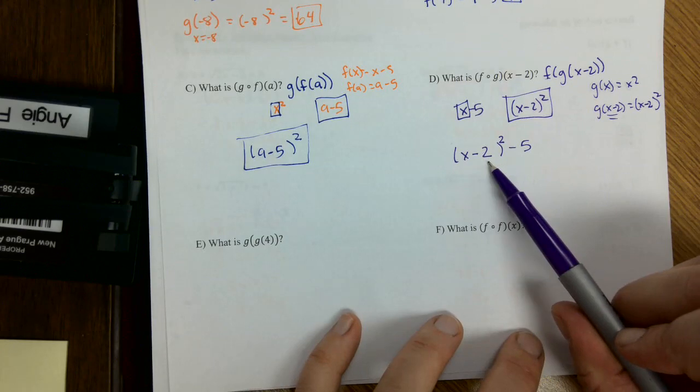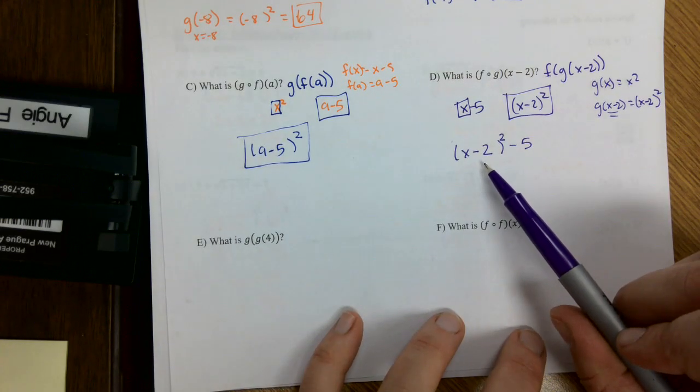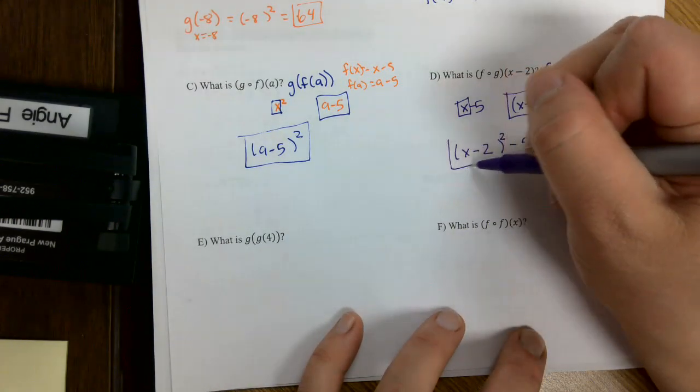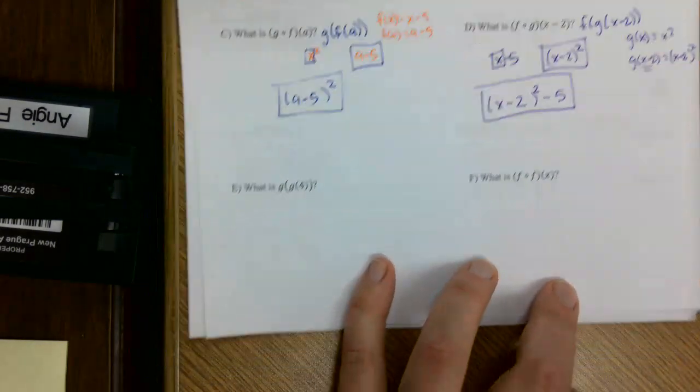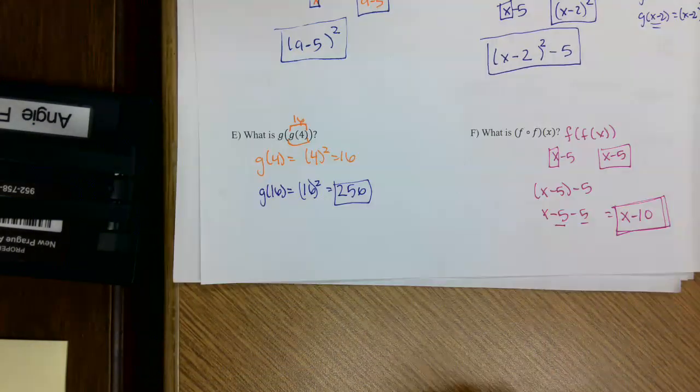Now you could distribute this by multiplying out my first, outside, inside, last. You don't have to though. This right here is my final answer. I want you to try to do E and F by yourself.